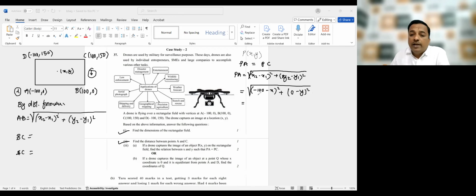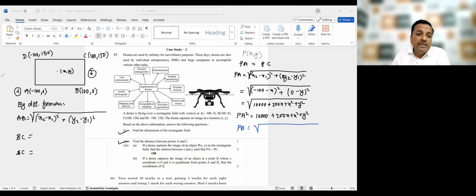So here we have to use the identity for (minus 100 minus x) whole square, which means we use the identity with a positive sign. That gives 10,000 plus 200x plus x square plus y square. Squaring both sides, PA square, the root sign cancels: 10,000 plus 200x plus x square plus y square. Similarly, the same for PB also.